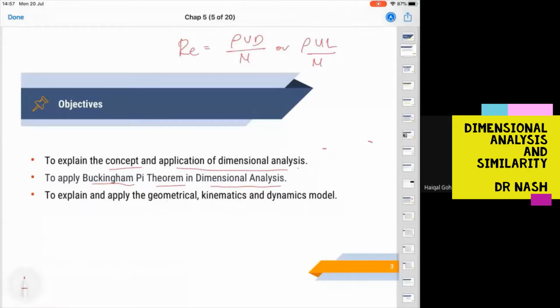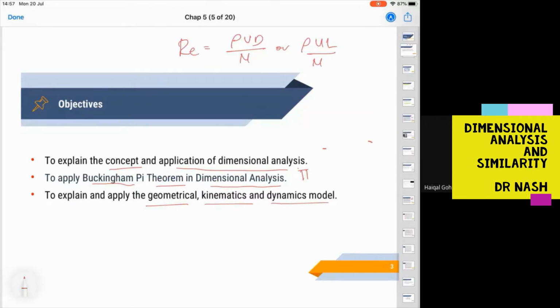So Buckingham Pi theorem, exactly the same pi, but slightly different. Biasanya kalau kita guna pi, dia dalam bentuk italic sedikit kan karakter dia, tapi untuk Buckingham Pi theorem ni dia adalah rigid straight pi. Adalah historical dia, you boleh refer in the textbooks for the details how they come up with that name, Buckingham Pi theorem. And then the last objective that we want to achieve is to explain and apply the geometrical, kinematic and dynamic model.